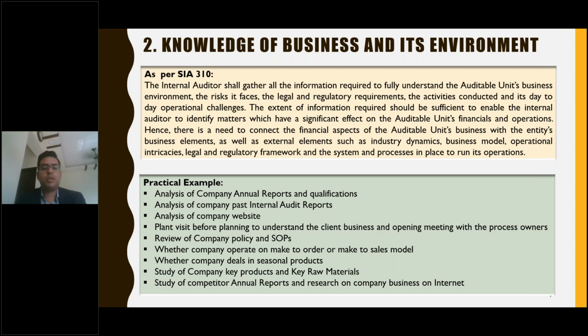Then study the company's key products and key raw materials, either from the website or from the client. You can ask for that information, and accordingly you can decide which raw material or which product you should give more weightage. And if possible, you can also study competitor annual reports and research the company business on the internet. The annual report of a competitor will give you more insight about the various ratios, so that you can understand whether the client is operating in the ideal scenario, in best business practice, or there are certain gaps which the client can address by streamlining the process. So this is an example of knowledge of the business and its environment.